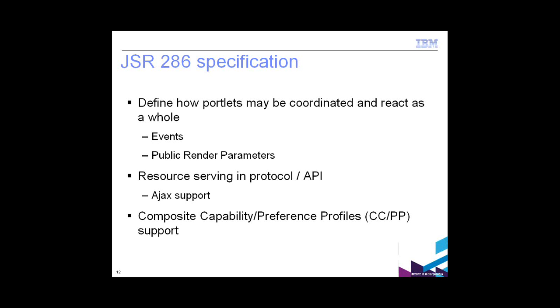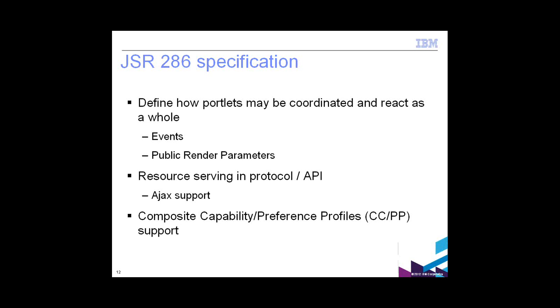The JSR 286 solved this problem at two levels. One, it allowed eventing, and two, it allowed public render parameters. Now, in portlet lingo, public render parameters are nothing but your servlet request parameters. So what it means is, if you have 5 portlets on a single page, then you can set one common request parameter which will be visible to all of them.